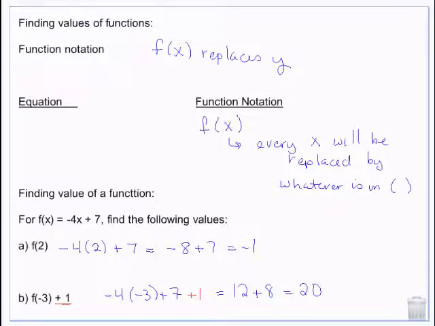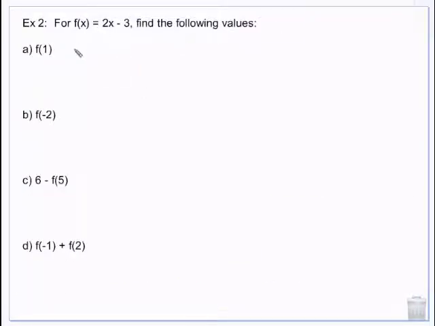Okay. We'll just do them again. X is replaced by 1. So I get 2 minus 3, so that's negative 1.